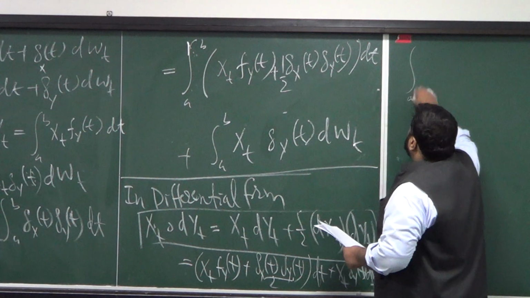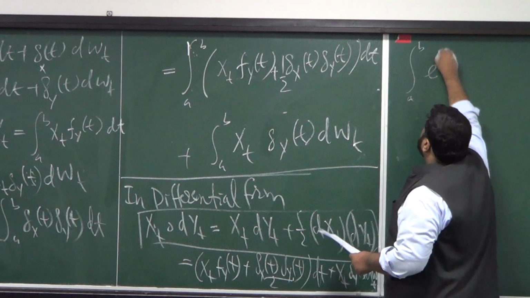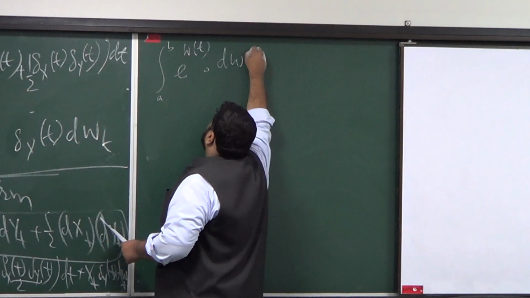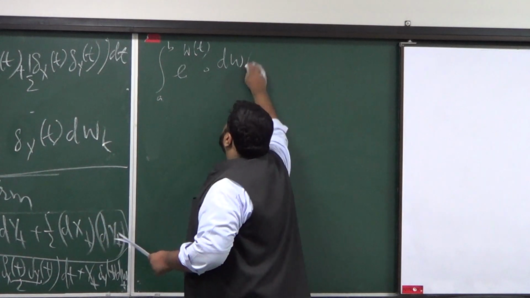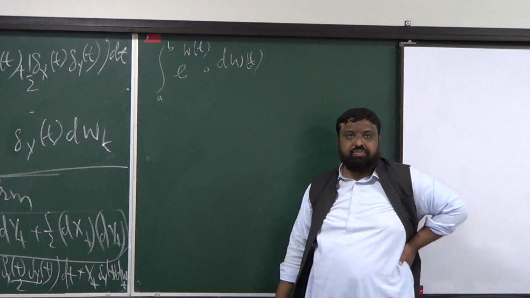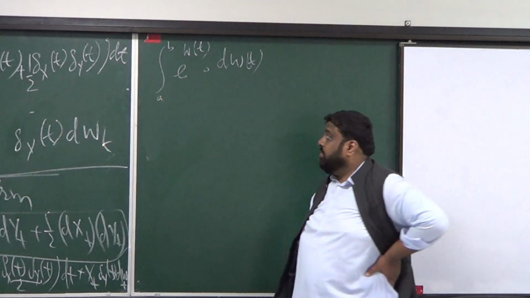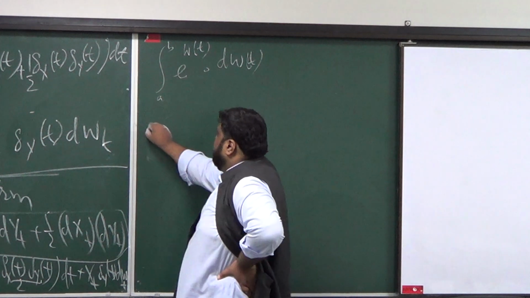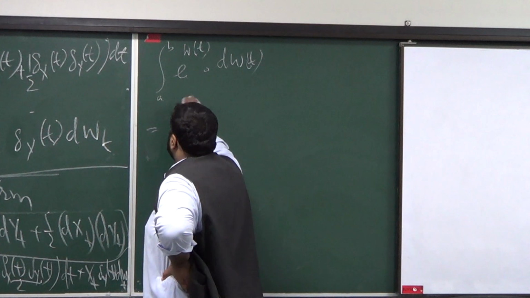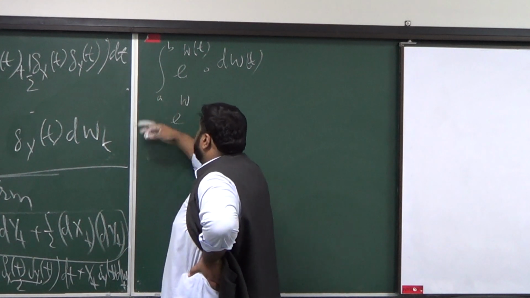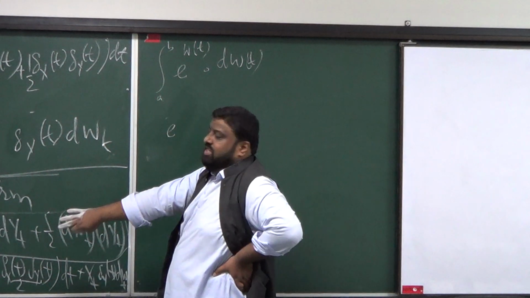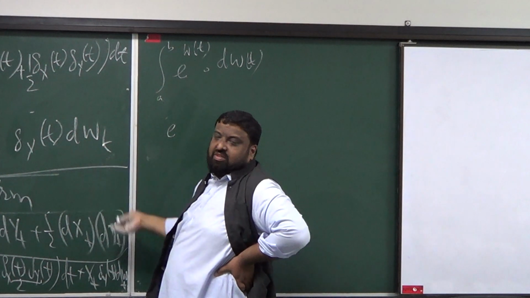So let's compute the Stratonovich integral of e to the W_t with respect to dW_t. So what would it be? You can write it directly, or you can compute it in differential form and then write it in integral form. That could be one of the things.